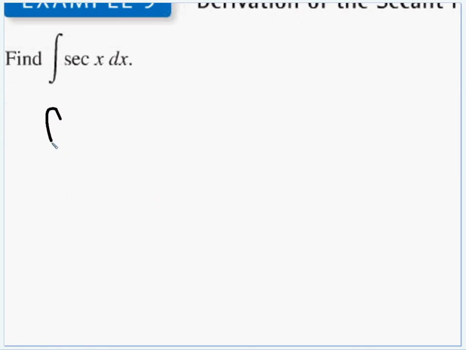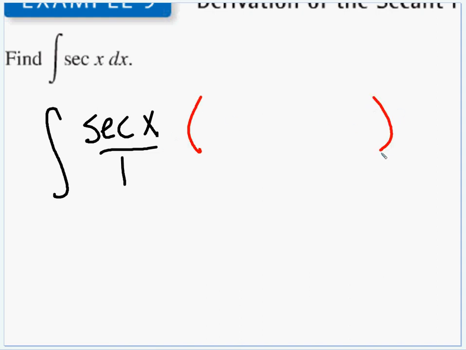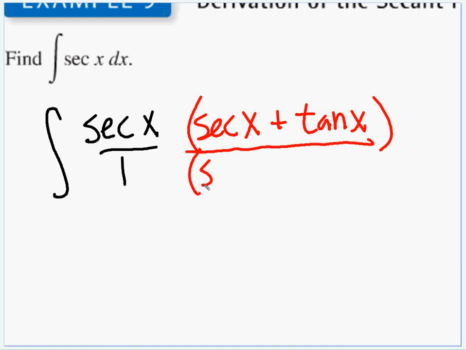And I'm going to come down here and rewrite it as secant x over 1. So we are allowed to multiply the numerator and denominator by the same quantity. So somebody, many moons ago, did say, well, I'm going to multiply the numerator by secant x plus tan x. And if I multiply my numerator by that, I have to be fair and do the same thing to my denominator. So it looks like that.